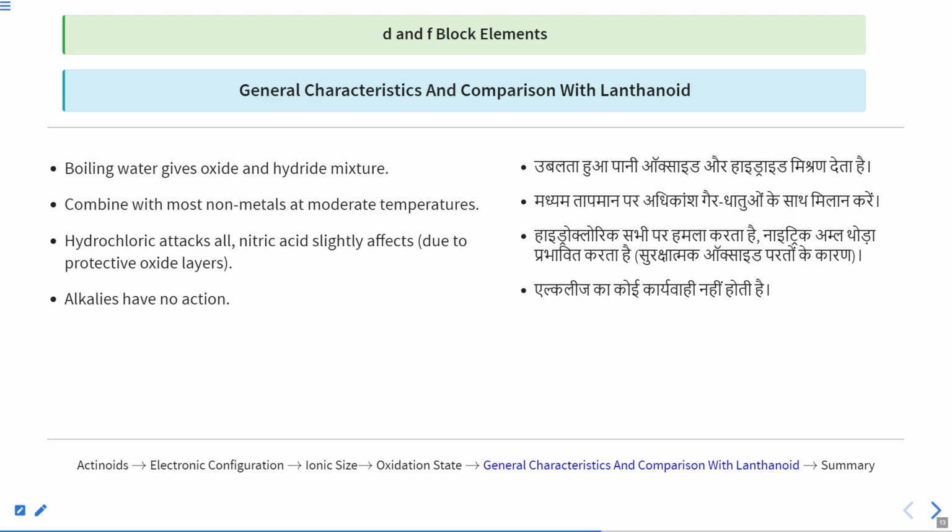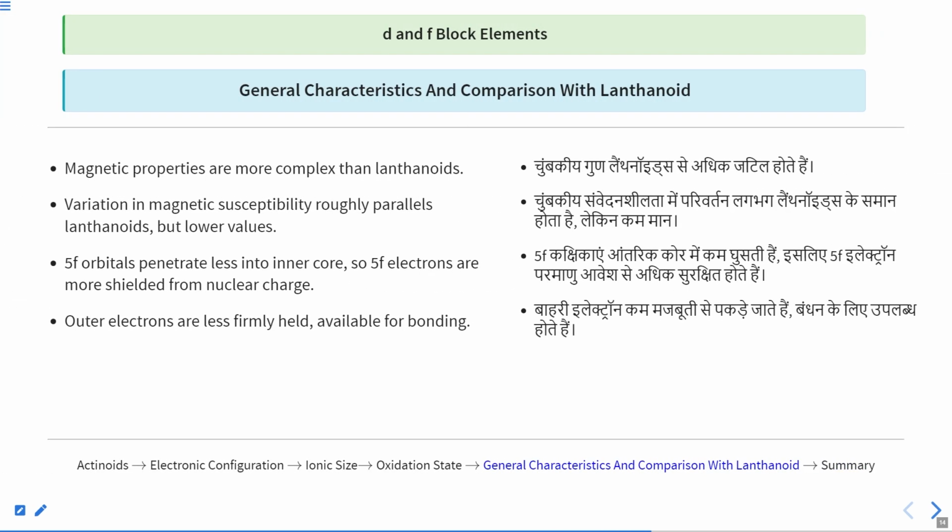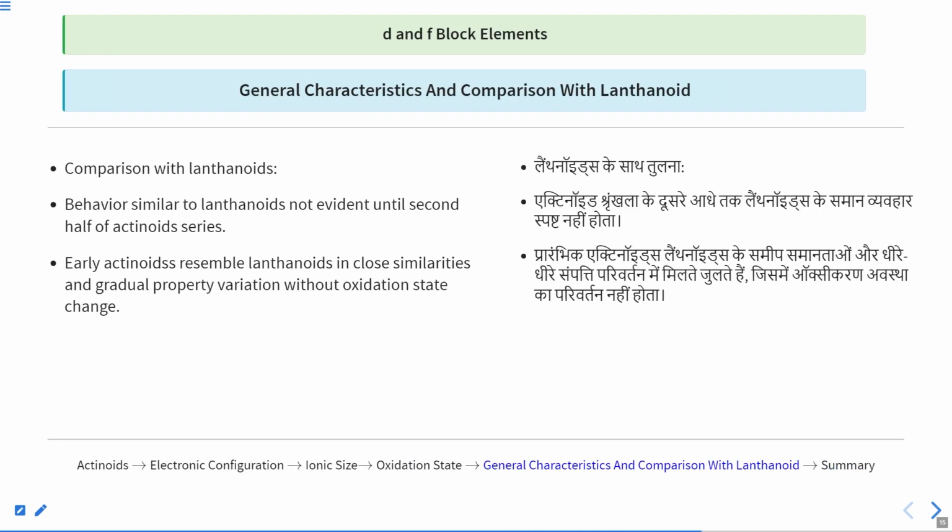Now, actinoids: their magnetic properties are more complex than lanthanoids. The variation in magnetic susceptibility roughly parallels lanthanoids but with lower values. The 5f orbitals penetrate less into the inner core, so 5f orbitals are more shielded from the nuclear charge. You know this very well. As the principal quantum number decreases from 4f to 5f, 5f has a greater outward exposure. Because they are less penetrated, outer electrons are less firmly held and therefore they are available for bonding.